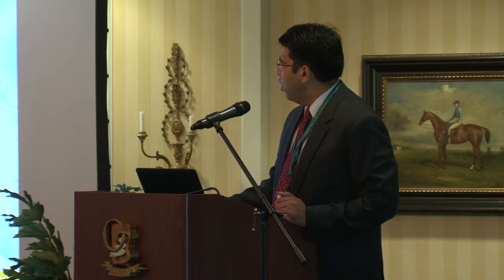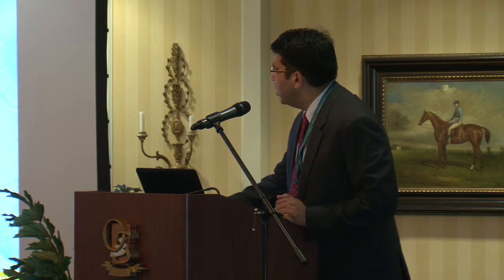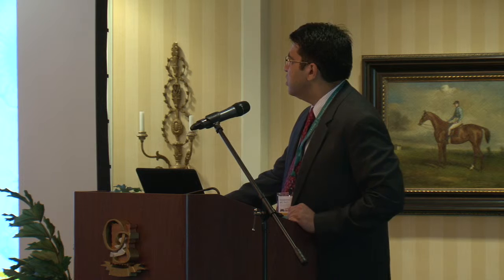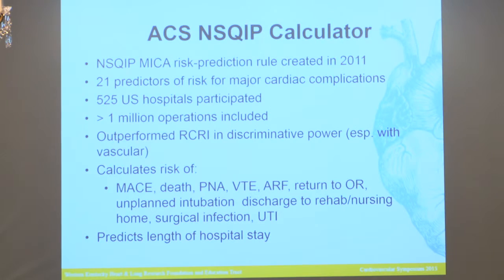Now, the new kid on the block in terms of risk stratification is this American College of Surgeons National Surgical Quality Improvement Program calculator that came out in 2011. This has turned out to be a fairly useful tool. It incorporates more patient-related clinical findings, and it's based on more than 1 million surgical procedures performed across the United States.